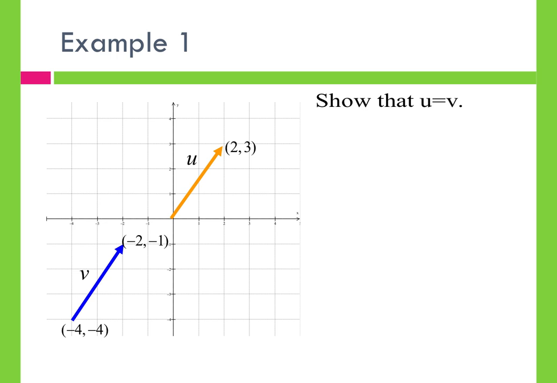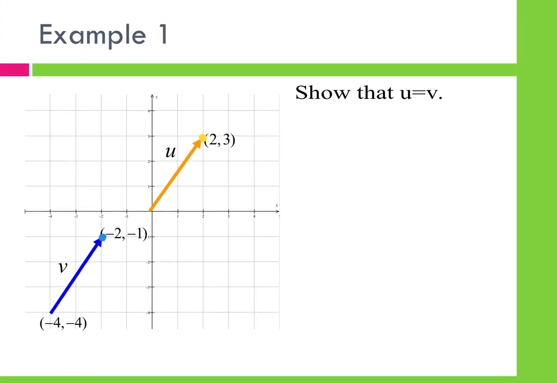All right, example 1 says, show that u equals v. And I know this should be a dot at the end here, and there should be a dot at the end there. This is really hard to do in PowerPoint, okay? They do stop, so it's important to have those. So in order to show that u and v are equivalent, they have to have the same component form, and they have to have the same distance.